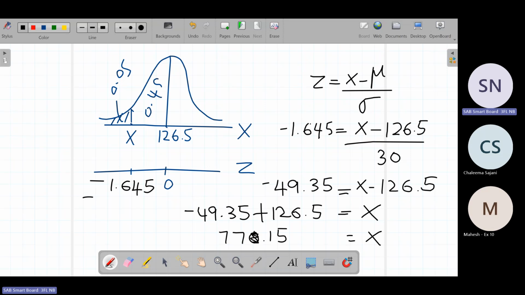Okay. But then the probability is given, and the mean and standard deviation are not.